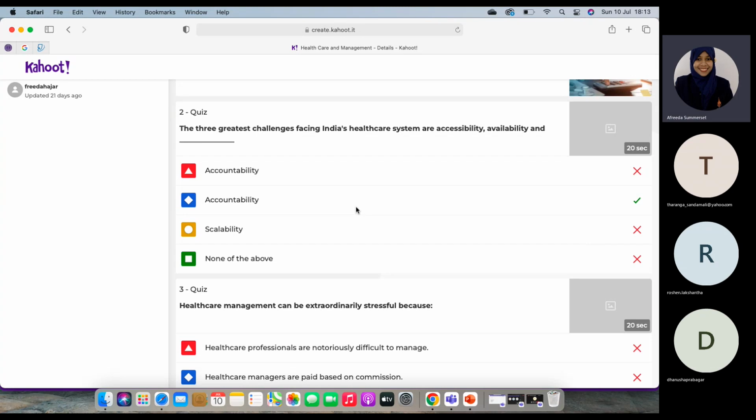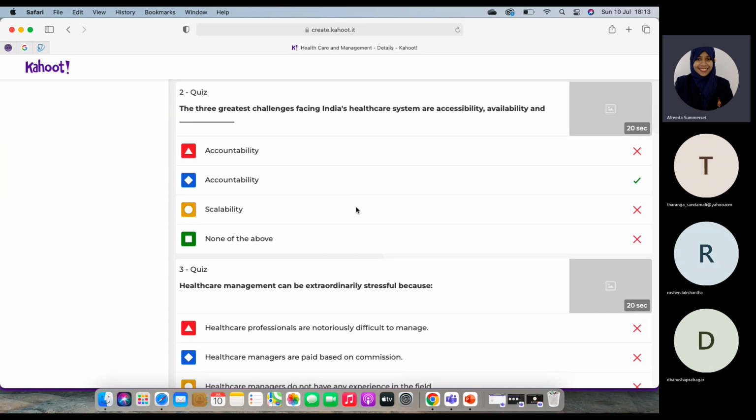So the first quiz I asked was, the three greatest challenges facing India's healthcare system are accessibility, availability, and the answer is actually accountability, right? You need to be accountable. If something goes wrong, you need to be accountable. Accessibility means, if somebody is having a severe fever, people should have access to Panadol, paracetamol. But for example, in Sri Lanka's crisis, children are not having accessibility to basic Panadol syrup, or even if there's a dog bite, people are not having accessibility to those medications, or antibiotics.